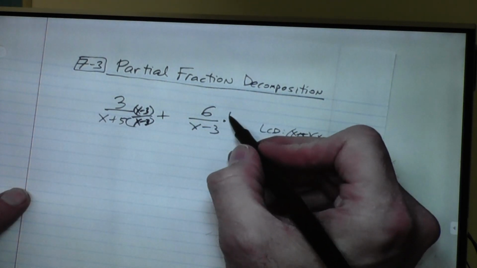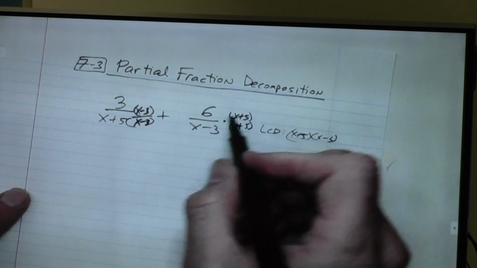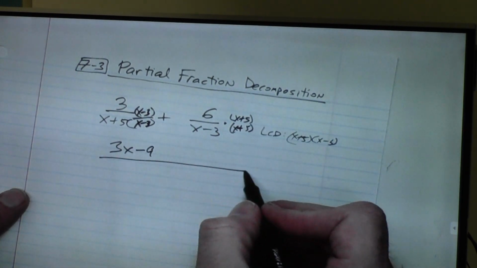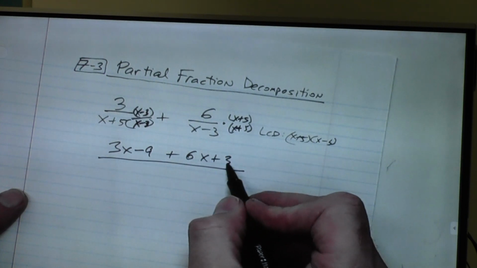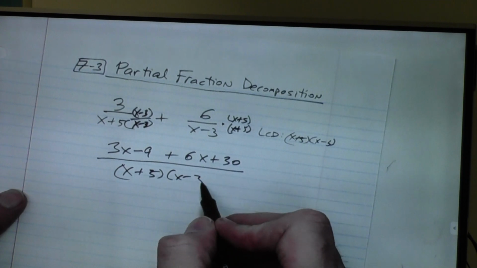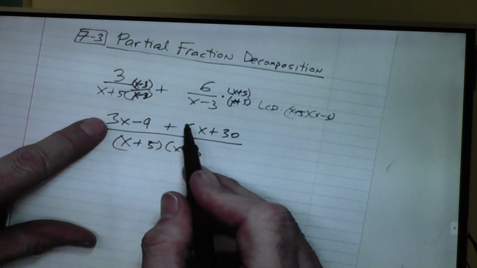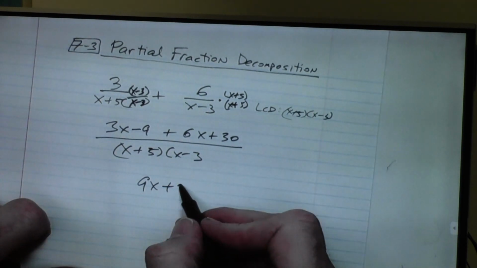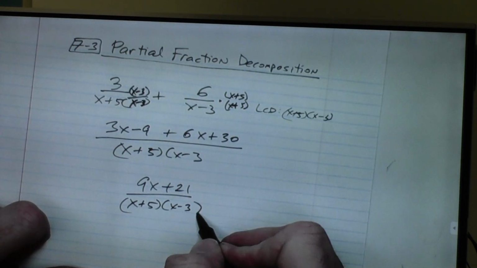And for this one, I'm going to have to multiply top and bottom by x plus 5. Not unusual, you've done this before. On the top, we get 3x minus 9. Over here for the 6, we get plus 6x plus 30. On the bottom, we have the x plus 5, and we have the x minus 3. Well, now, let's put these together. It looks like I'm going to get 9x plus 21 over x plus 5 and x minus 3.